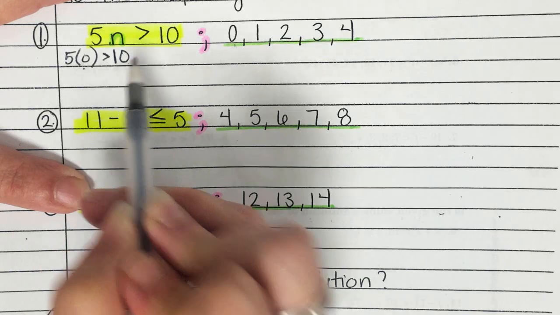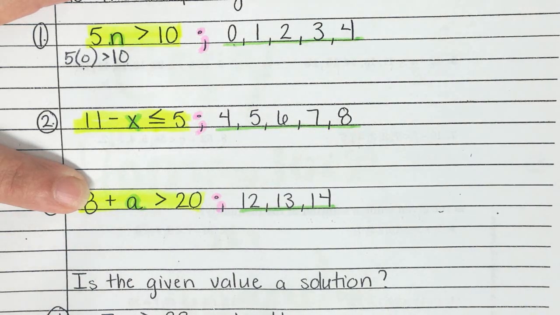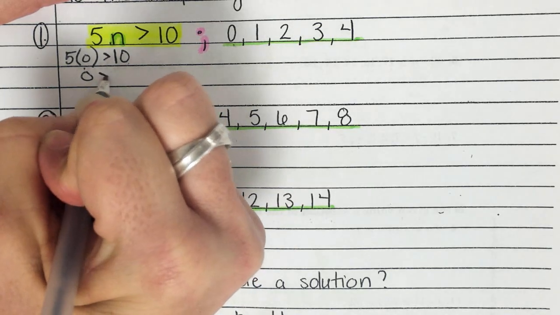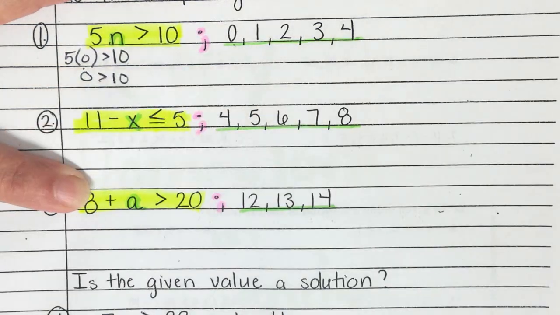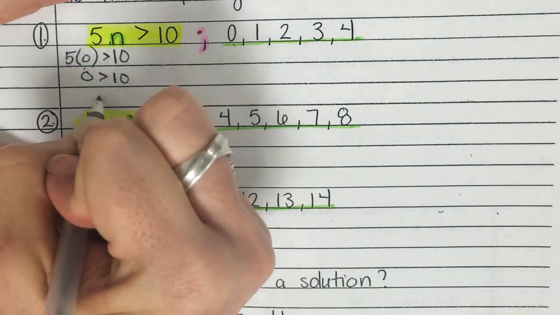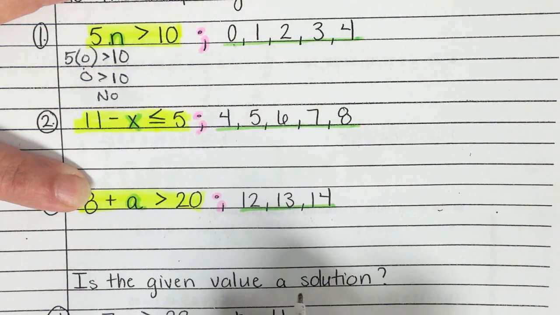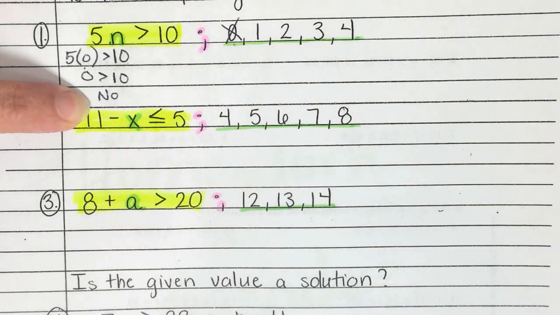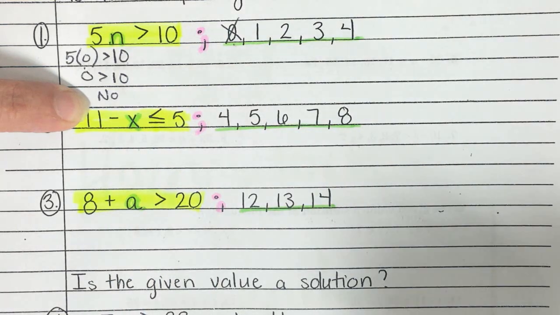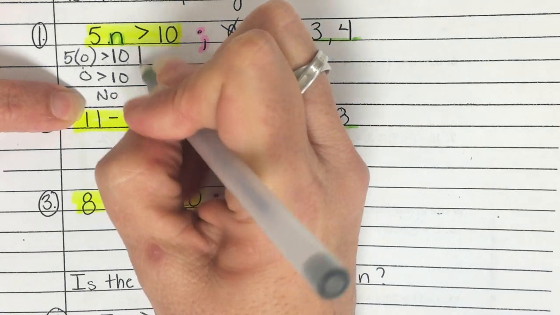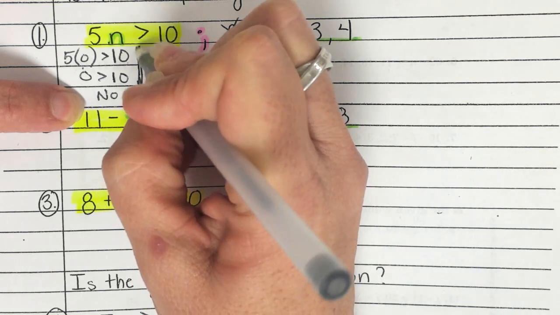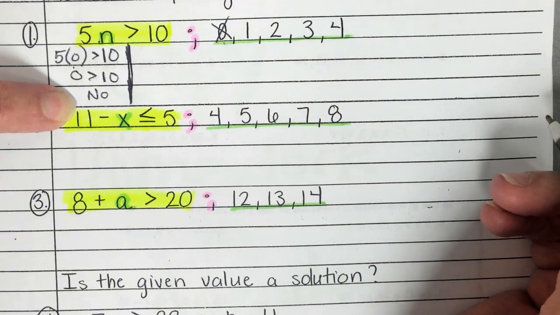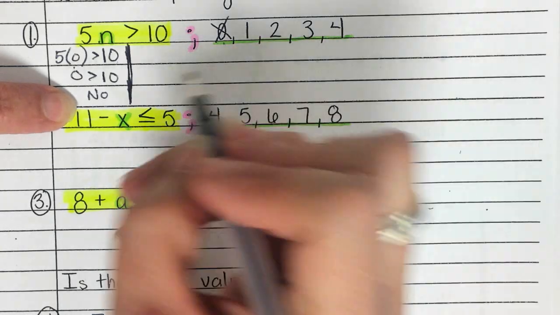Step 2, do the math wherever it is. 5 times 0 is 0. Is 0 greater than 10? No. So you write no. So I put a little no there, and I'm going to kind of cross off the 0 because it didn't work. Just keep watching. You'll get it. Then I draw a little divider line so that I can kind of put them pretty close to each other.